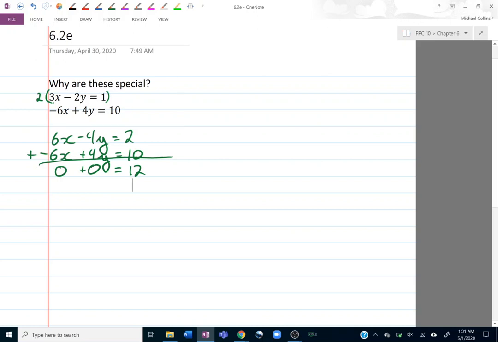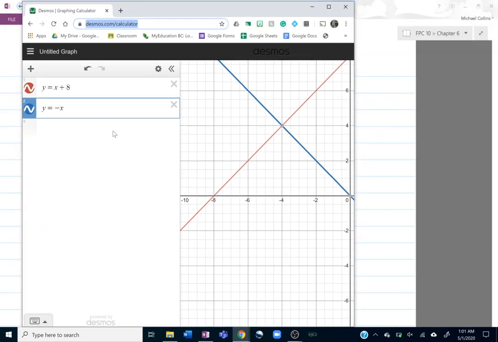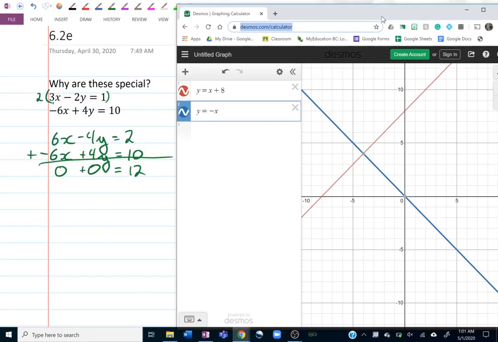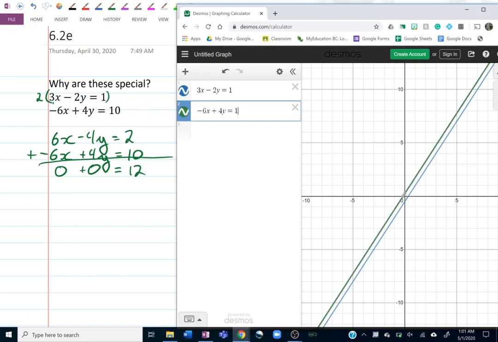I can do the exact same thing that I've been telling you guys to do, is I can open up Desmos, and I can just make this so that you guys can see it, and I can see it, and I can type them in and be like, wow, I wonder what's happening. Let's type in this 3x minus 2y is equal to 1. And I've got this minus 6x plus 4y is equal to 10. Oh, I don't know what that negative sign's doing there. And I can look, oh.